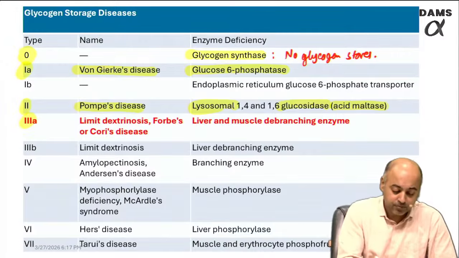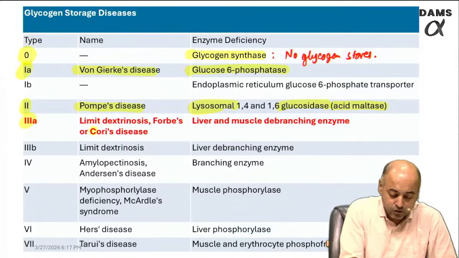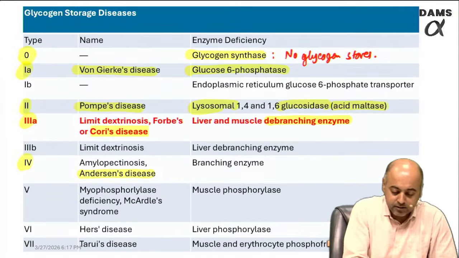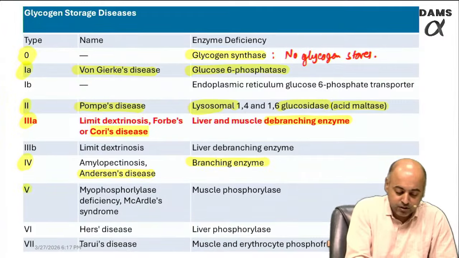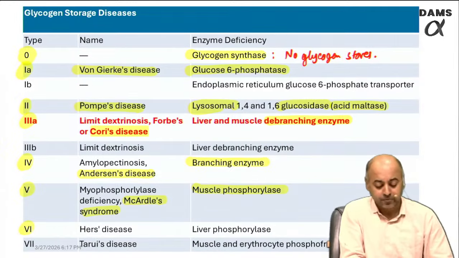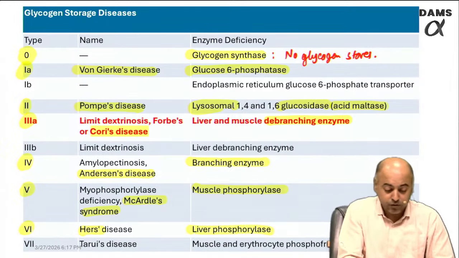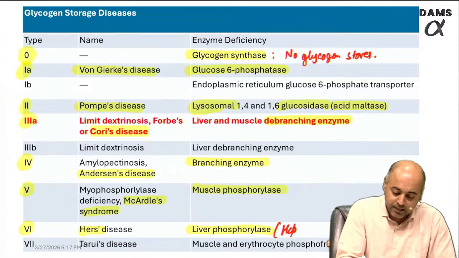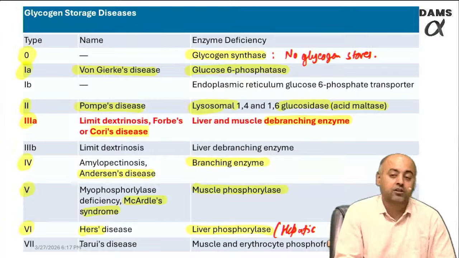In type 3, we have Cori's disease where the debranching enzyme is deficient. Type 4, we have Andersen disease where the branching enzyme is deficient. Type 5, McArdle's, where the muscle phosphorylase is deficient. Type 6, generally not asked, Hers' disease, where the liver phosphorylase, also known as the hepatic phosphorylase, is deficient.